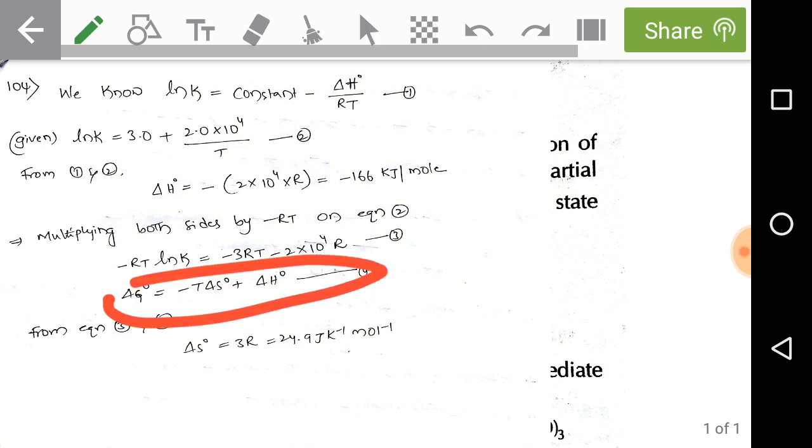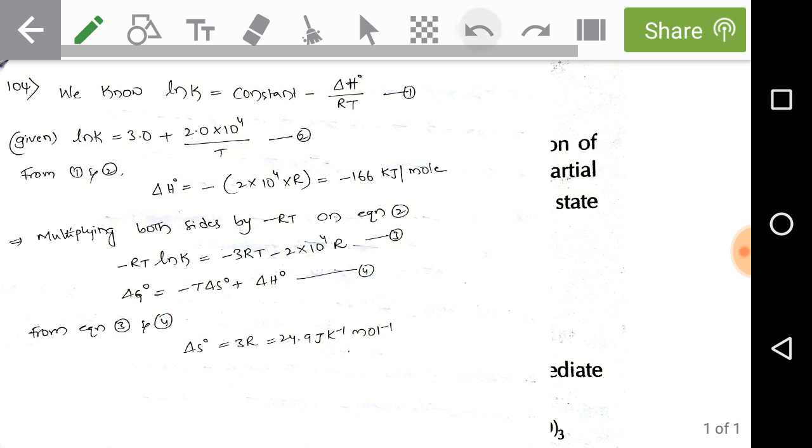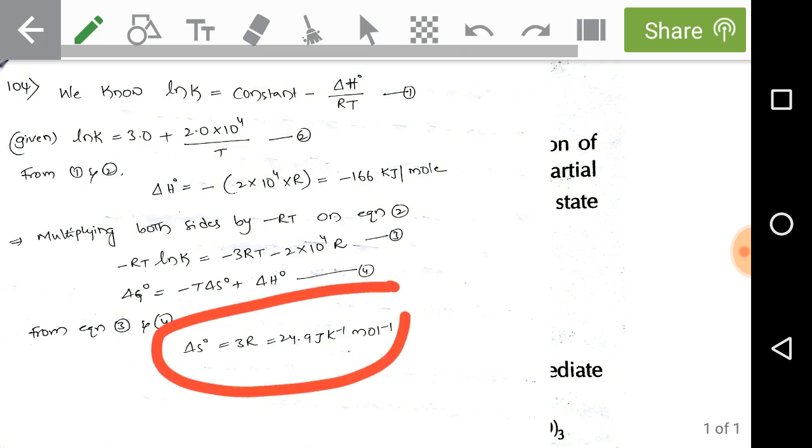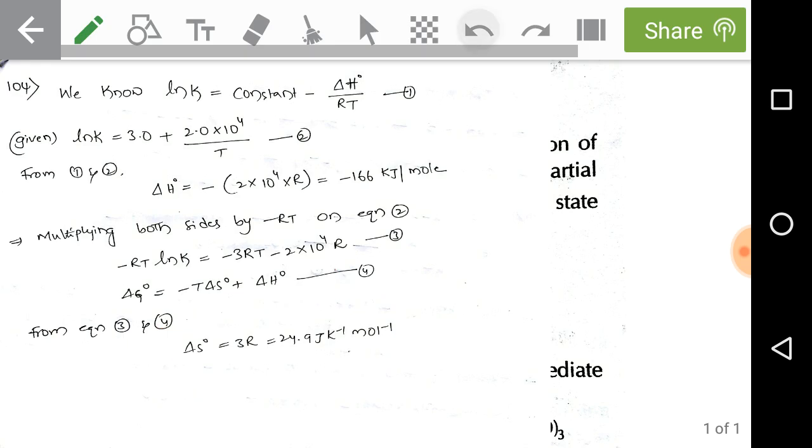We know that delta G equals minus T delta S plus delta H, considered as equation 4. From equations 3 and 4 we get delta S equals 3R. Here R is the gas constant, and by multiplying we get 24.9 joule per Kelvin per mole.